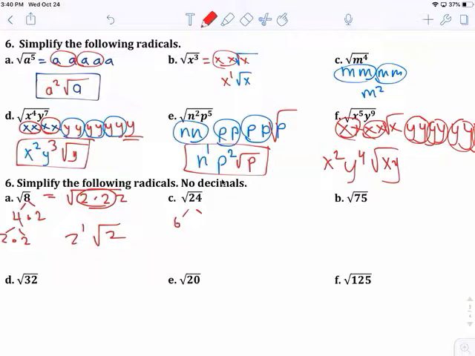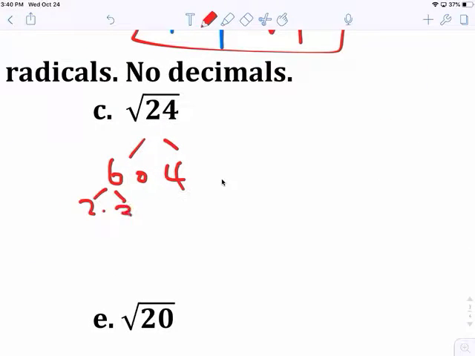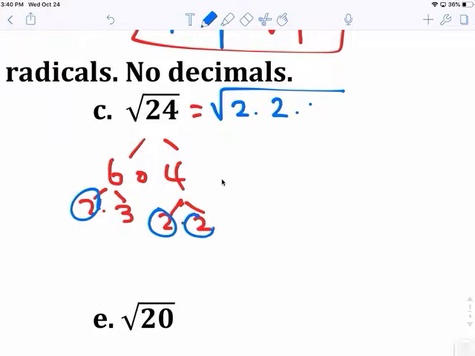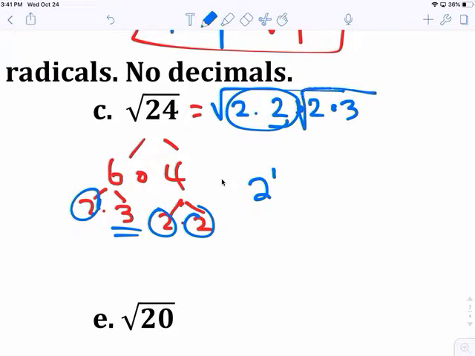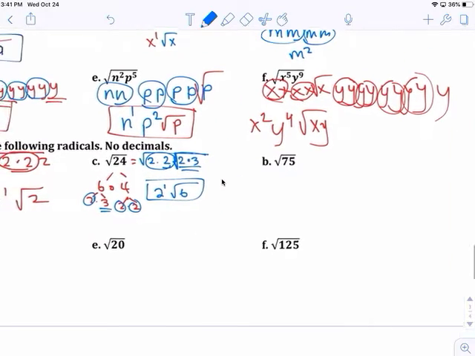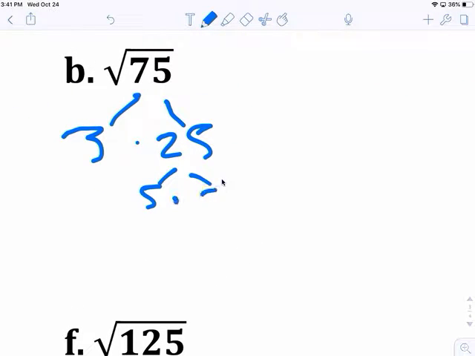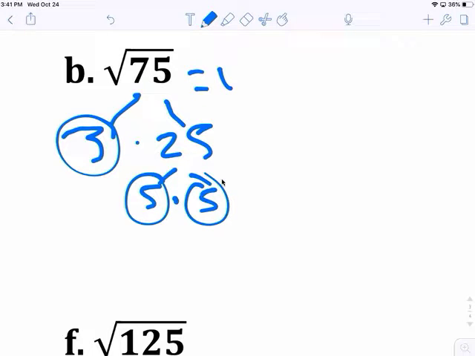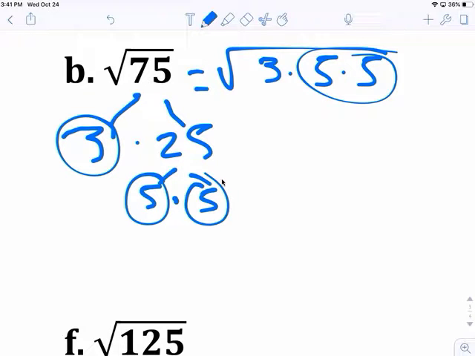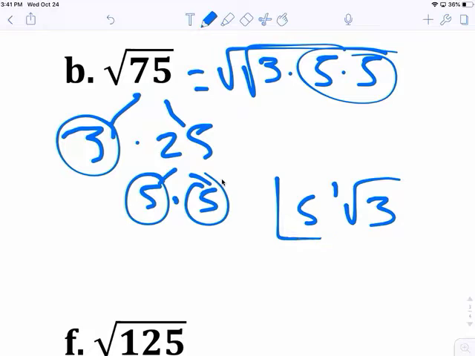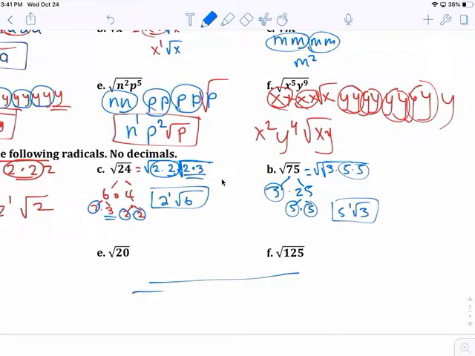So square root of 24 is 6 times 4, 2 times 3, 2 times 2, so that's 2, 2, 2, with this 3. So 2 to the first power, this 2 doesn't have a pair, it stays inside. 2 times 3 is 6, so square root of 6. 75 is 3 times 25, 5 times 5, so 3 times 5 times 5, 1 pair, 5 to the first, it doesn't have any, square root of 3.